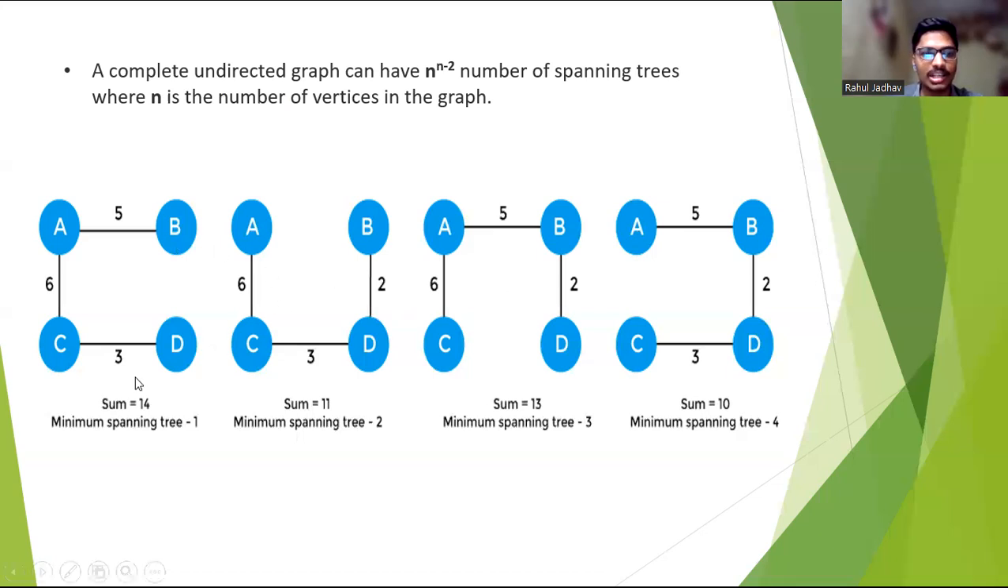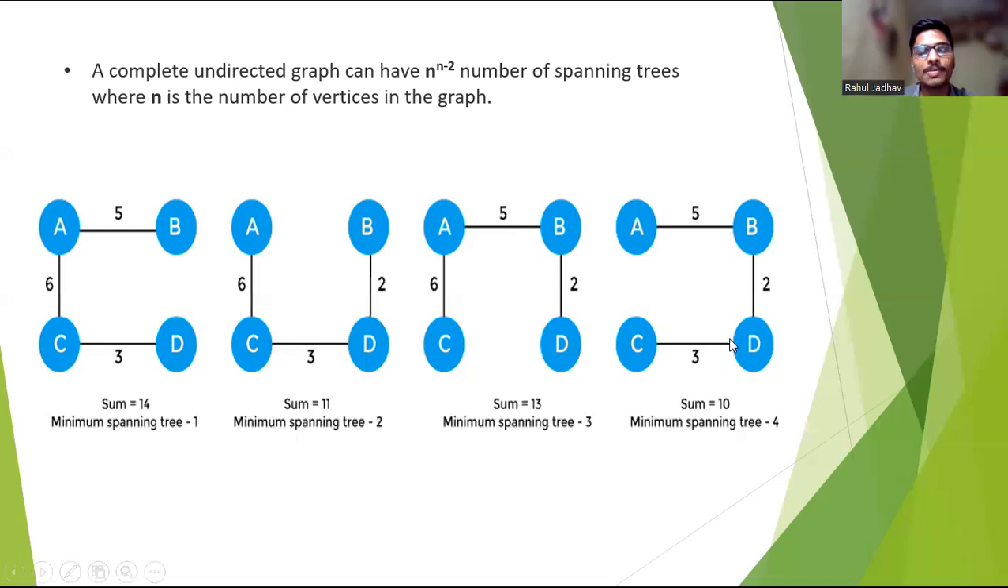Here we can see in this example the first case, from A to B, A to C, and C to D, their cost is 14. And in the second case, the cost is 11. In the third case, the cost is 13. And in the fourth case, the cost is 10.